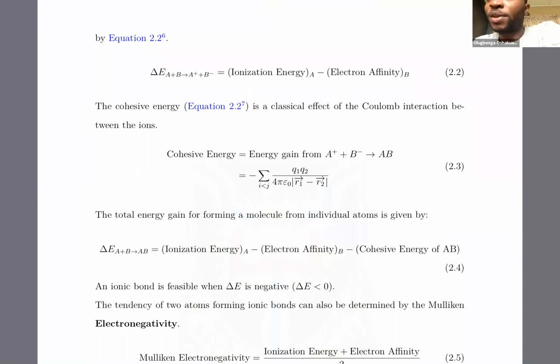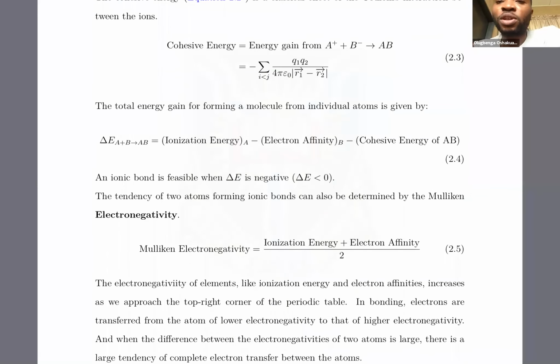So you can go through these equations. They are talking about the ionization energy of A. For simplicity, you can take your A to be sodium and your B to be chlorine. By doing that, you'll be able to understand the energetics of the ionic bonding. So we talk about the ionization energy, the electron affinity, and also the cohesive energy.